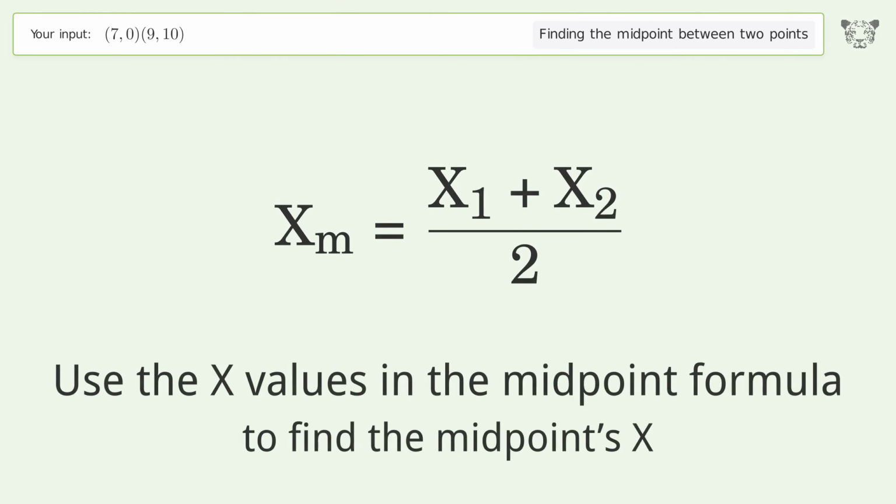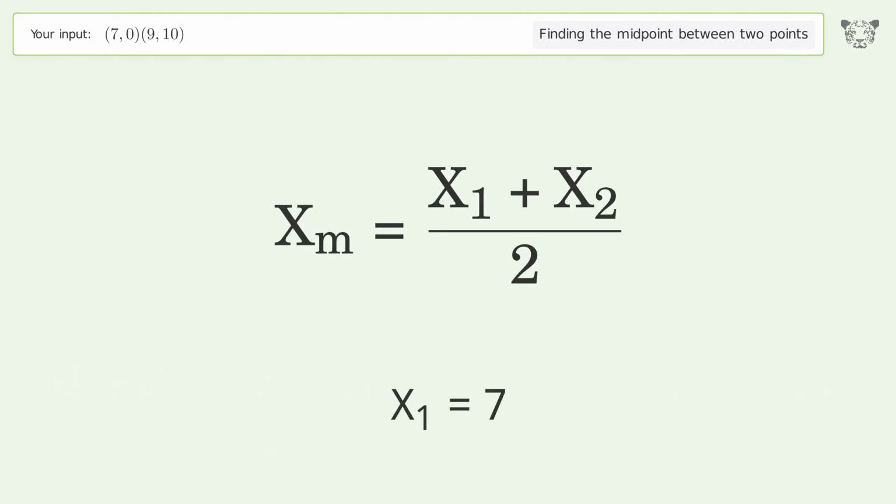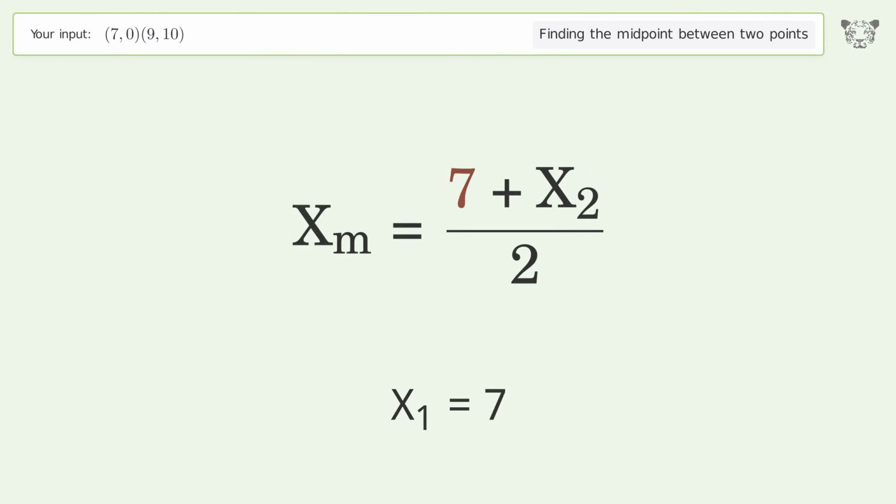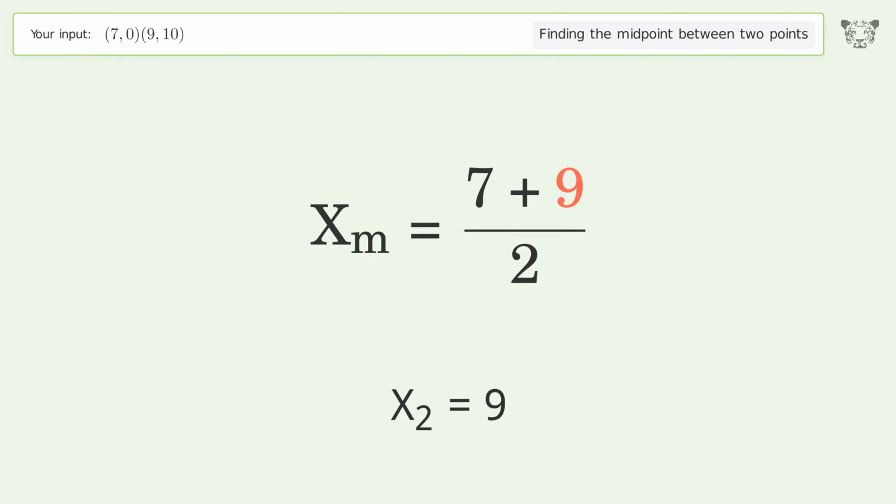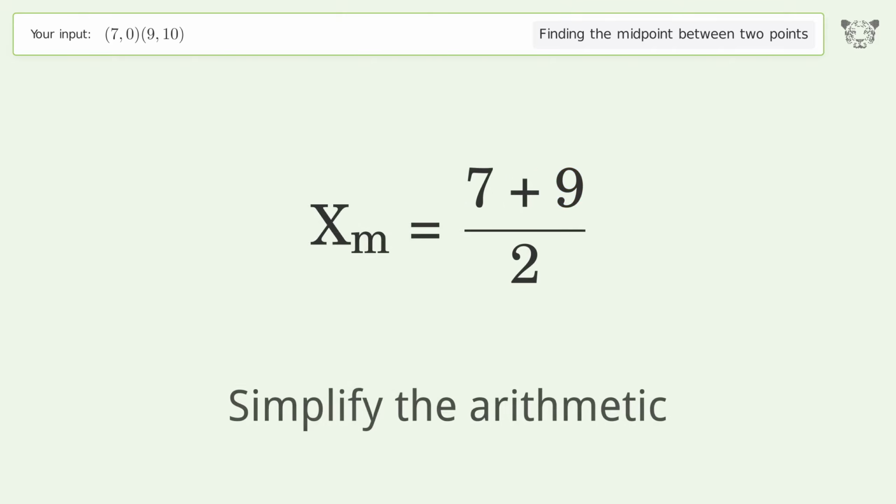Use the x values in the midpoint formula to find the midpoint's x. x1 equals 7. x2 equals 9. Simplify the arithmetic.